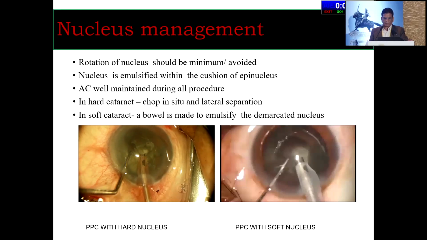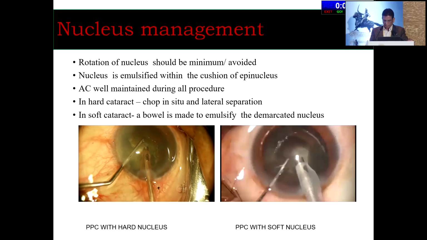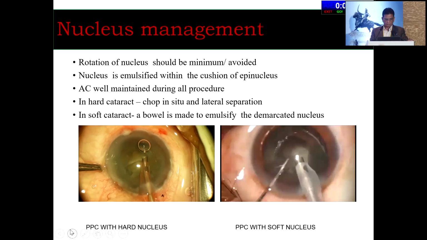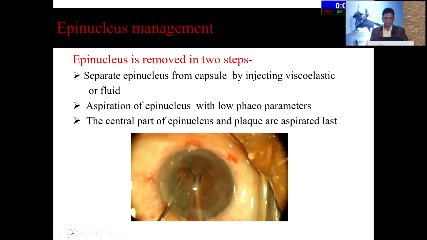In soft cataract, a bowl is made to emulsify the demarcated nucleus. Epinucleus is also removed: separate the epinucleus from the capsule by injecting viscoelastic, and aspirate the epinucleus with low phaco parameters, and the central part of the epinucleus plate should be aspirated last.